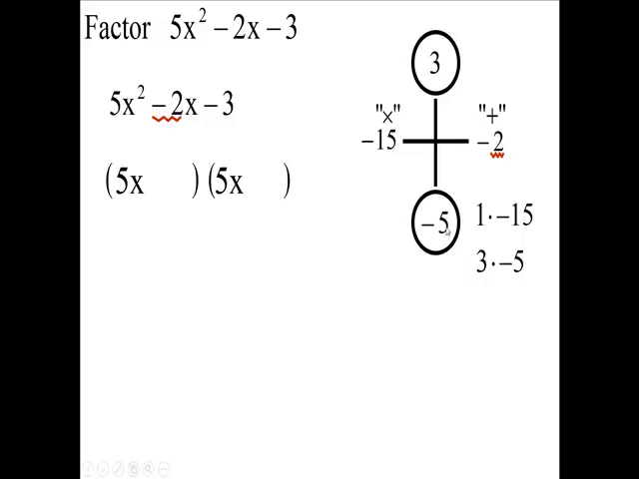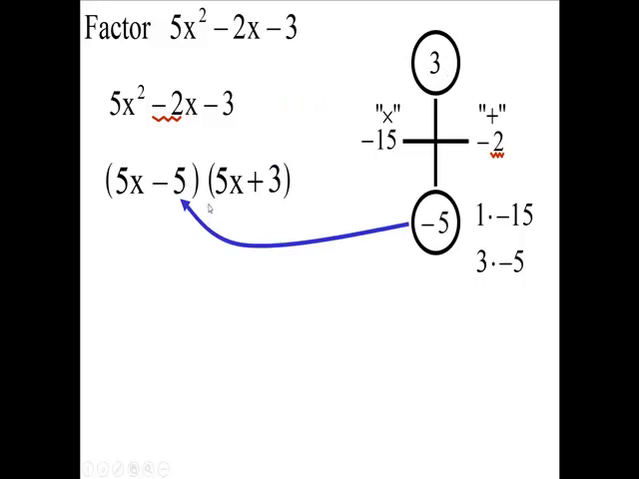Multiply 3 times minus 5, minus 15. Add 3 and negative 5, minus 2. Now we know 5 times 5 is not 5. We're going to get rid of a 5 in a minute. But right now we simply copy down the 3, copy down the minus 5.